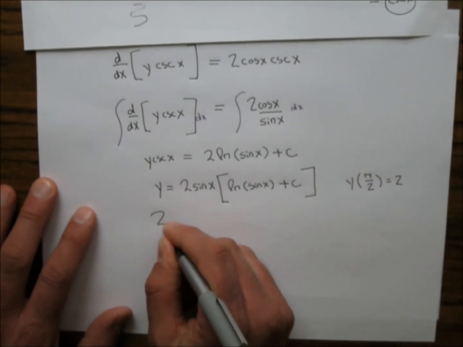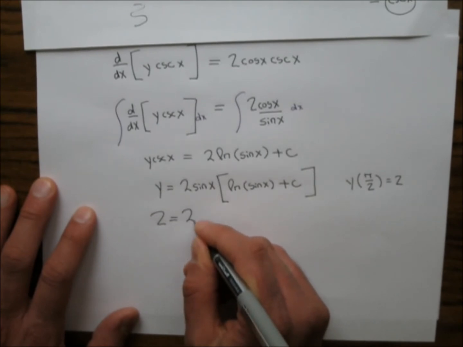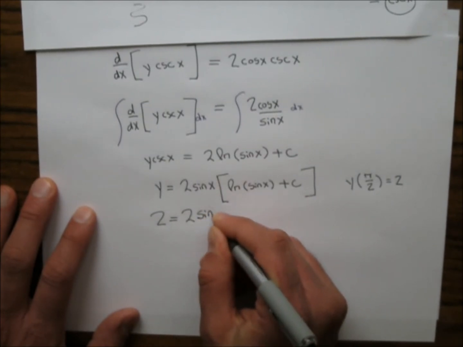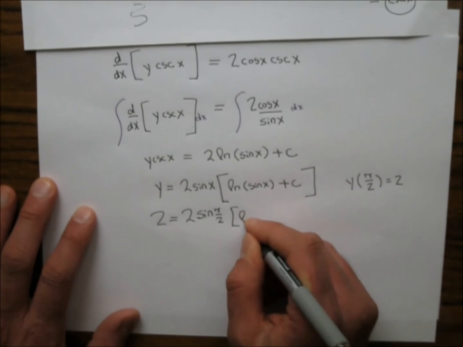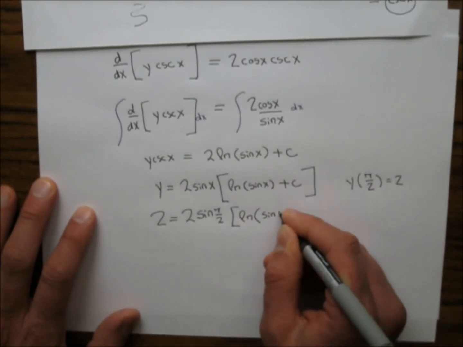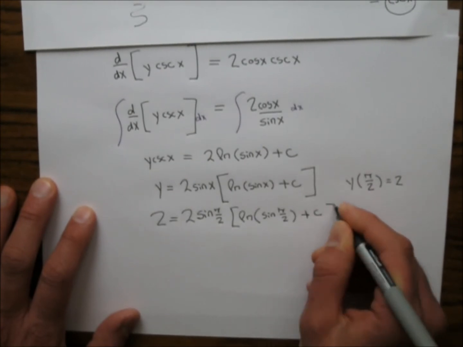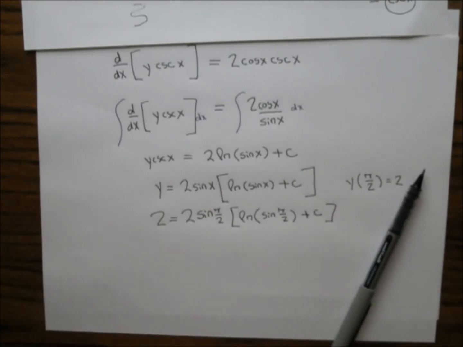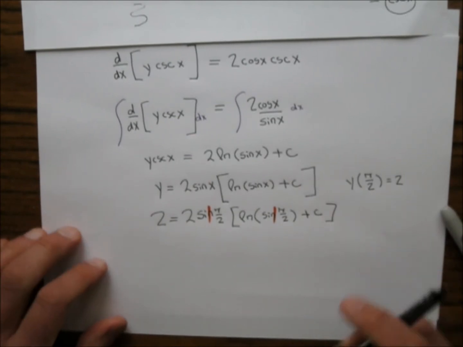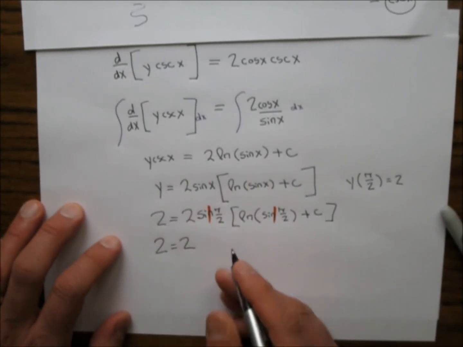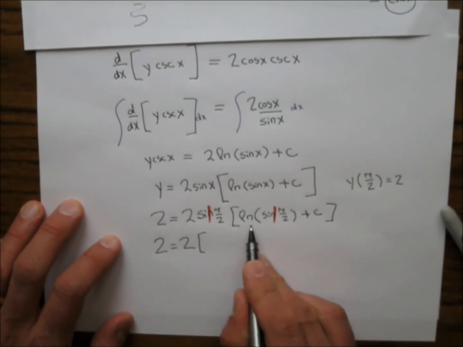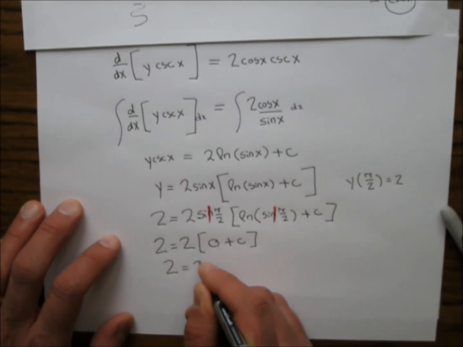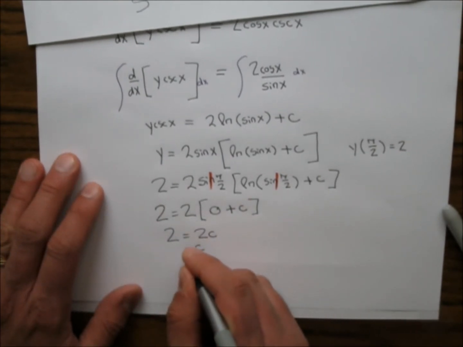So we have 2 equals 2 times the sine of pi halves. I'll just write this in here. We'll figure that out on the next thing. This is ln of the sine of pi halves, and we have plus c. The sine of pi halves, that's where sine goes up and then it goes down, so that's going to be a 1 there. These guys right here are 1s. So this gives me 2 equals 2 times 1, and then we have in here the ln of 1 is 0 plus c. 2 equals 2c. c equals 1.